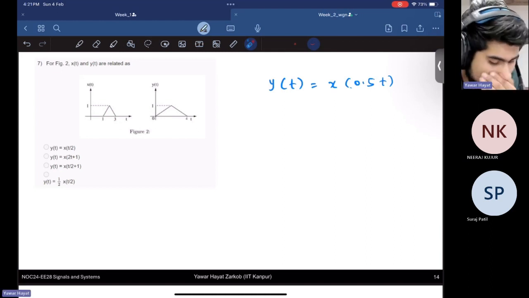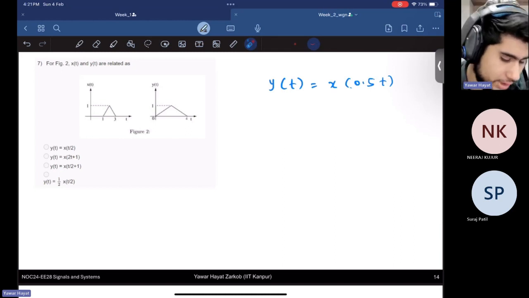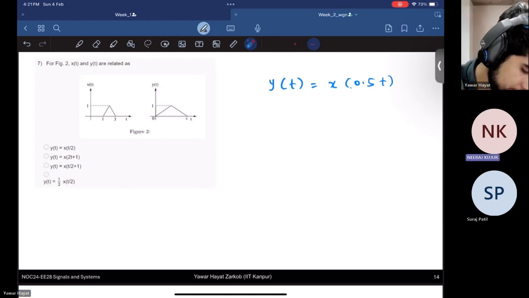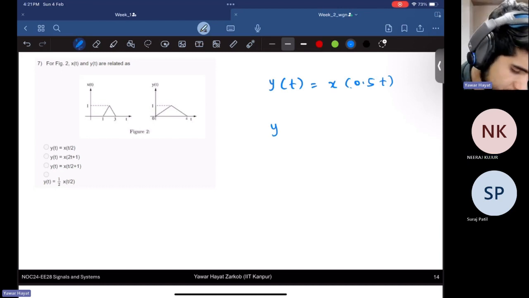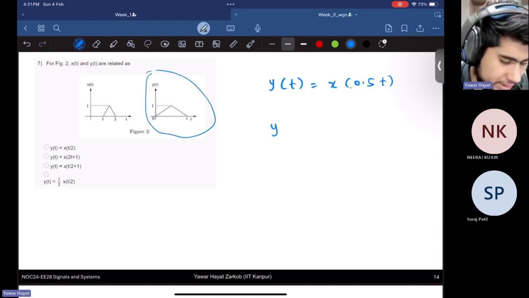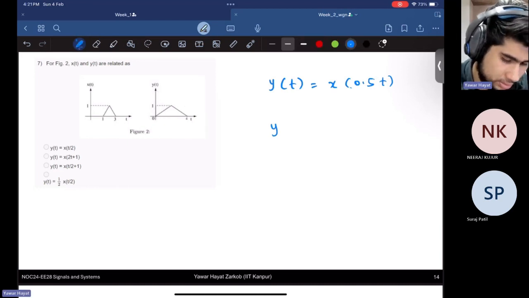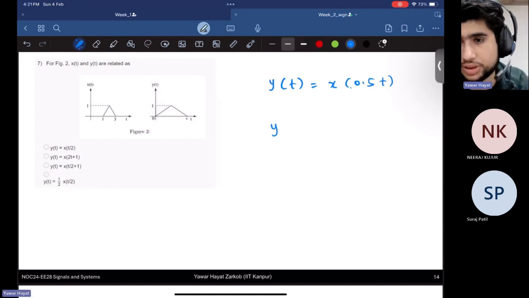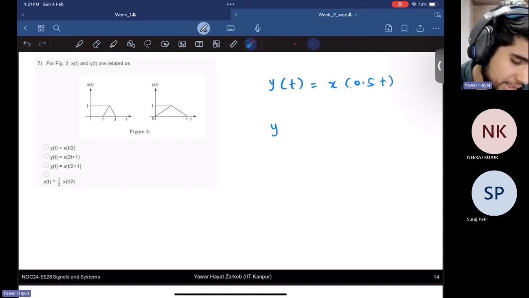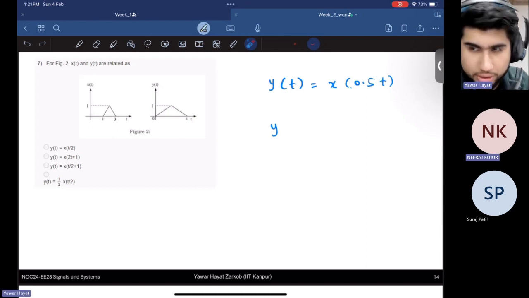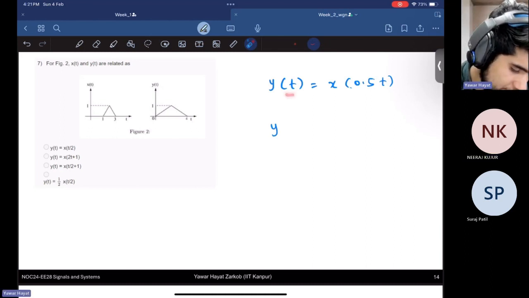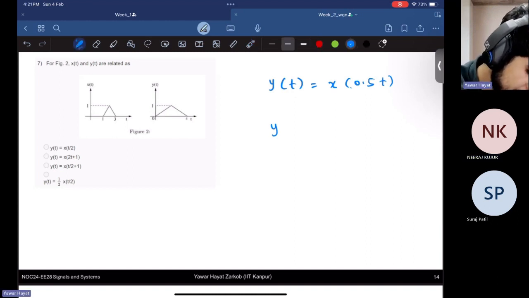Okay, sir. So what are the corresponding values of y? Sir, y of 0 and y of 4. No, no, no. See, that is you are telling me on the basis of this graph, right? I'm telling you to perform a sanity check based on the answer that you gave, right? You told me that y of t is x of 0.5 t, right? I'll reframe this. Maybe you will understand that way better.